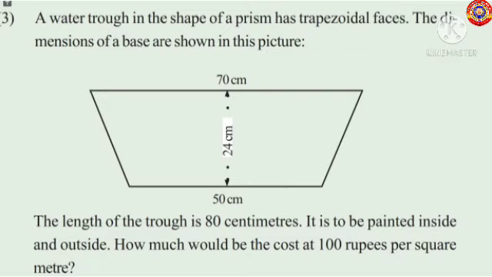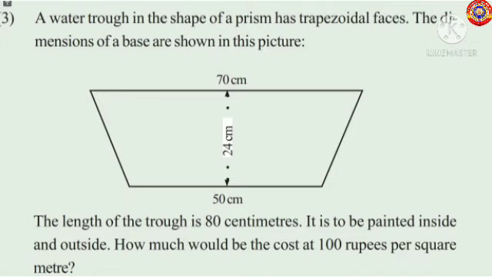Look at the question. A water trough in the shape of a prism has trapezoidal faces. The dimensions of a base are shown in this picture. The length of the trough is 80 centimeters. Then it is to be painted inside and outside. How much would be the cost at 100 rupees per square meter? Did you understand the question?